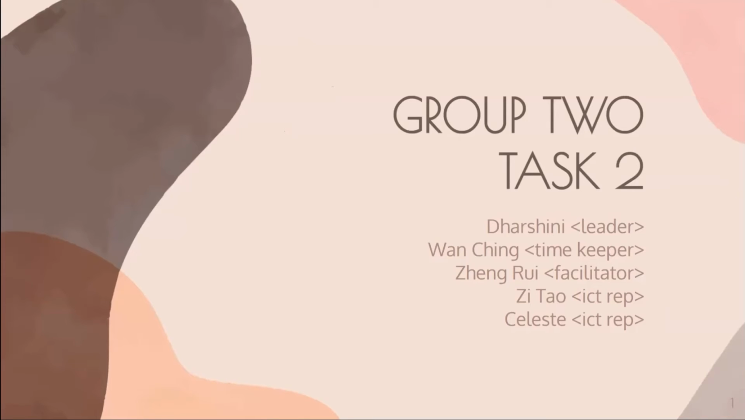Hello, I'm Darshini, Group Leader of Group 2. Today, we will be presenting on Task 2, estimating the amount of paper needed and its cost such that we can print math textbooks for the entire cohort of Secondary 3. My other members are Tao, Ranqing, Rui, and Celeste.